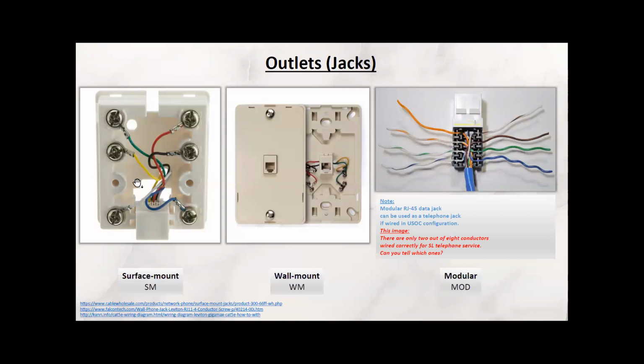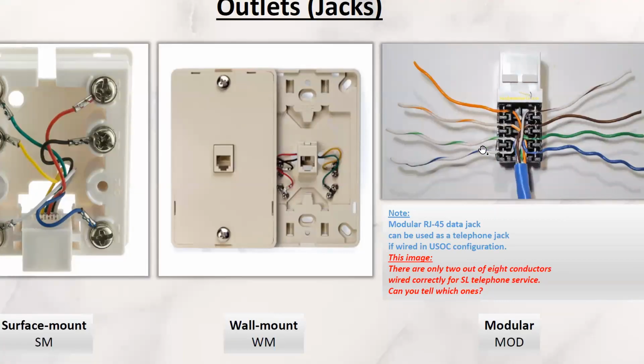Here's an example of outlets or jacks. Here's a surface mount jack. Here's a wall mount jack. Here's a modular plug or modular jack. Now, you see, here's pair 1 and pair 2.